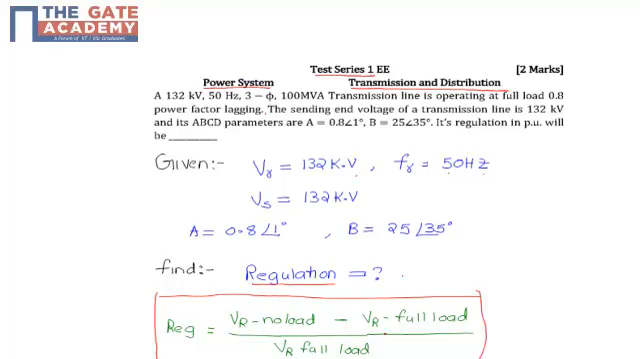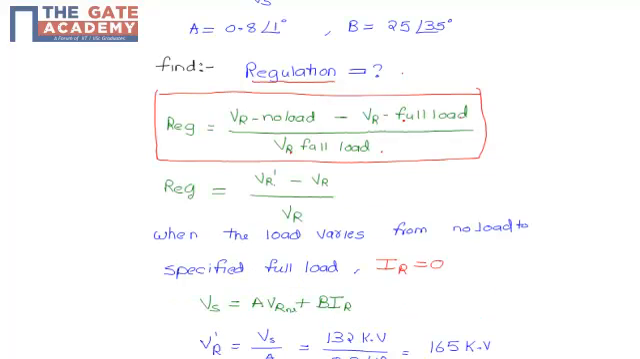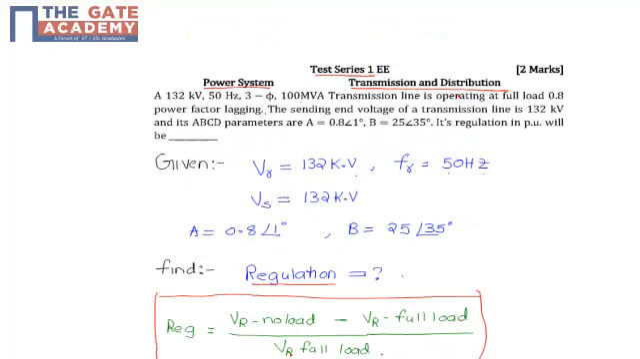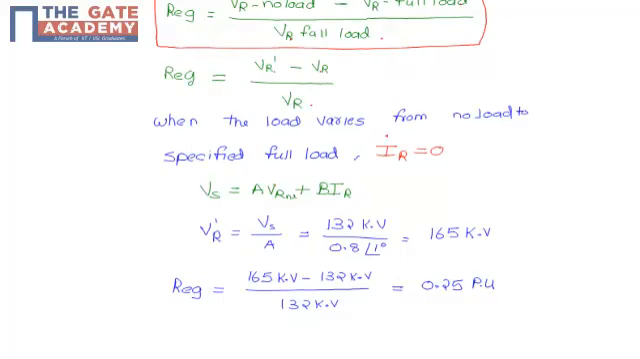VR no load minus VR full load by VR full load, where VR no load is the no load receiving end voltage, and VR full load is the full load receiving end voltage, which is VR. When the load varies from no load to full load, the value of IR at no load should be 0. The value of IR is 0.